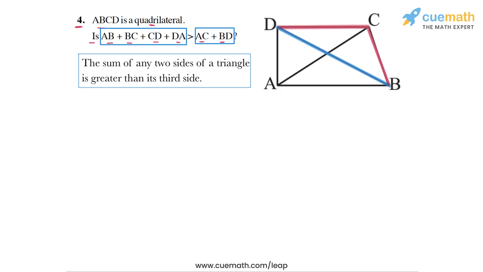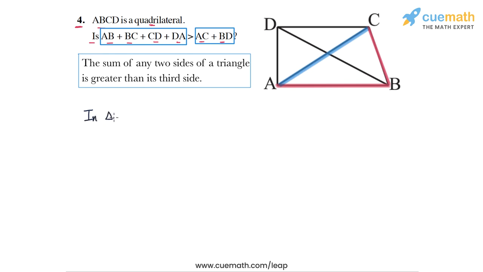Then we will apply it to triangle BCD. Then we will apply it to triangle CDA. And finally, we will apply it to triangle DAB. So we will apply this property of triangles to these four triangles that I highlighted for you. Okay, so let's first apply this property to triangle ABC. I'm going to write this here.